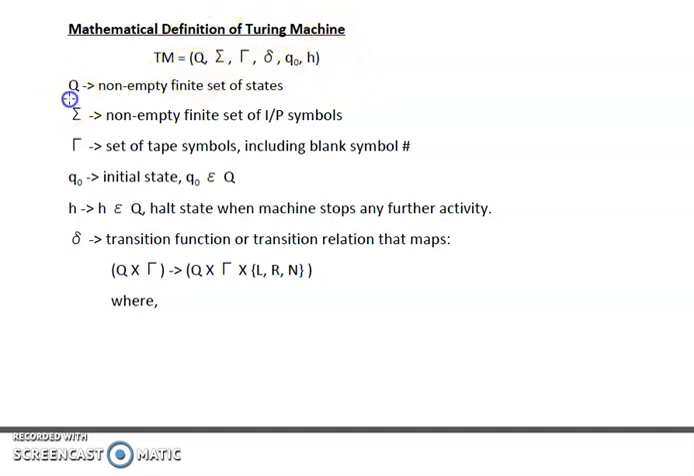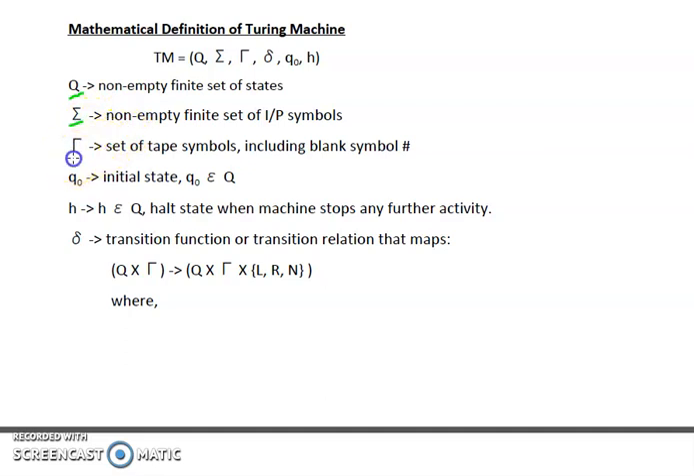The first symbol, that is our Q, is a non-empty finite set of states. That means all the states are present in the non-empty finite set capital Q. Then the next symbol is sigma. Sigma is a non-empty finite set of input symbols. So whatever input we are going to provide is represented using sigma.